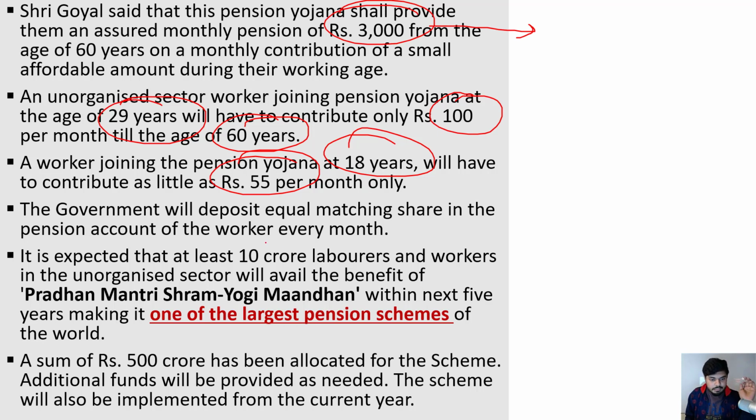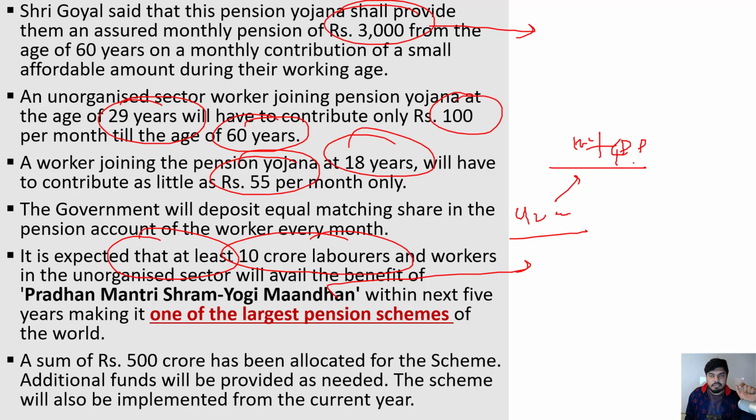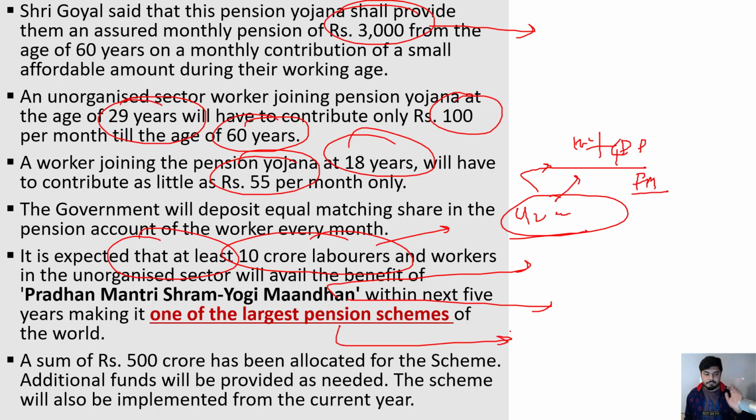More than 10 crore laborers and workers in the unorganized sector will avail the benefit of this Shram Yogi Mandhan. You see, 42 crore is the number of these workers, from whom half of the GDP numbers are coming for India. This is the statement by our finance minister, that their toil and sweat is earning us half of the GDP. So out of these 42 crore workers, 10 crore laborers are going to benefit from this Yogi Mandhan scheme. It is one of the largest pension schemes of the world, and a 100 crore rupees corpus has already been allocated for this particular scheme.